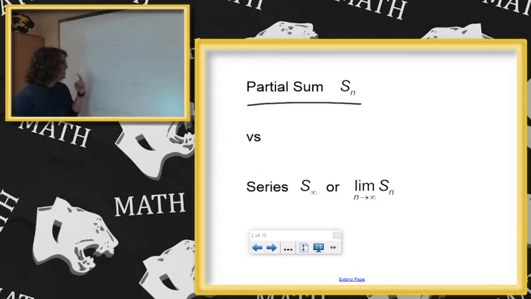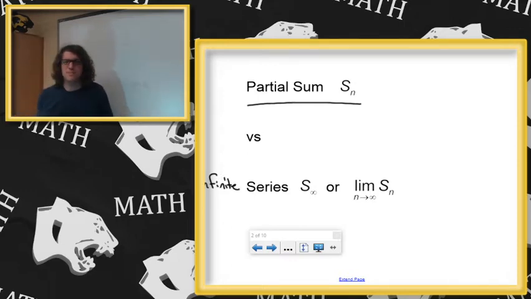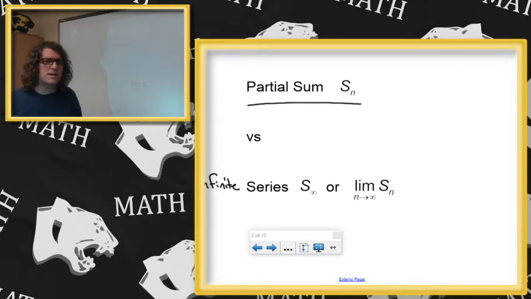Now, a series, versus an infinite series, which is basically, well, sometimes we call it S infinity.